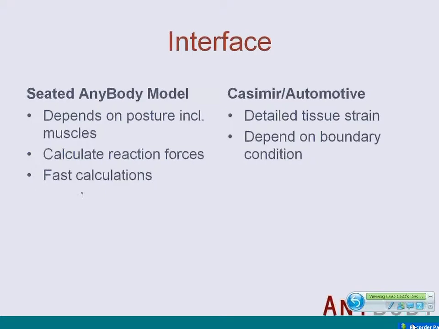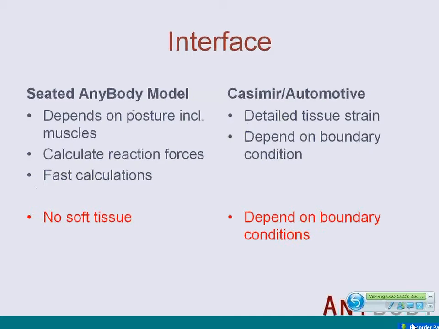It's also very fast calculations that can easily be done on a normal laptop. The Casimir model, on the other hand, has very detailed tissue strain and very detailed tissue modeling, where the AnyBody model doesn't have any soft tissue. It's a totally rigid body model, however the Casimir model does.